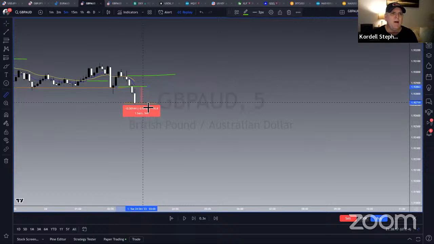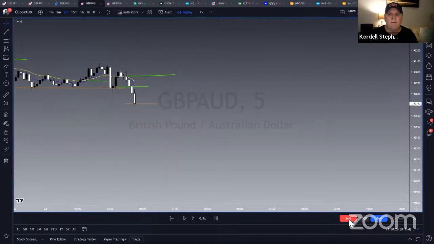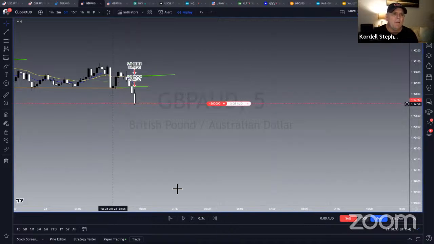That's going to give you about 14. That's a little large. I might go a little bit smaller than that. I might make that a 10 pip stop. And then if you did, we'll just act like we're putting in a trade here. Then you would go ahead and look for those.